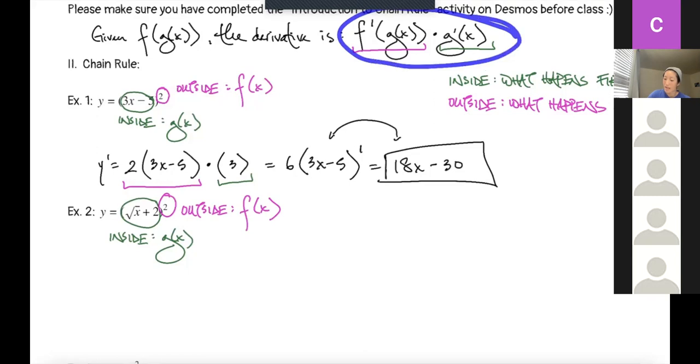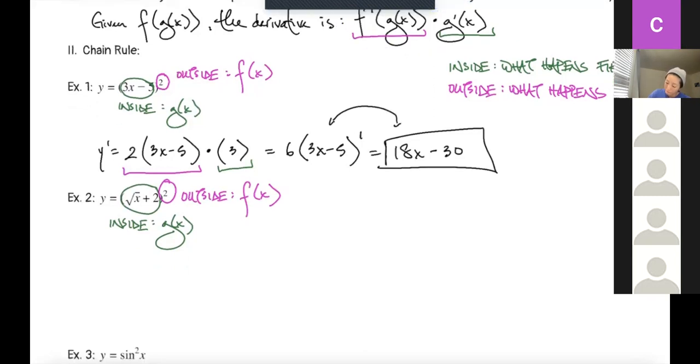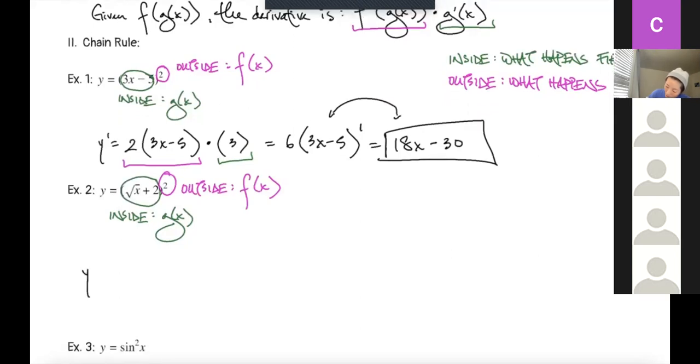We'll go ahead and plug those into our chain rule formula. And so we'll get y prime equals, let's see, what should I write down for the derivative of the outside function? This will be the derivative of our outside function. What should we write there?